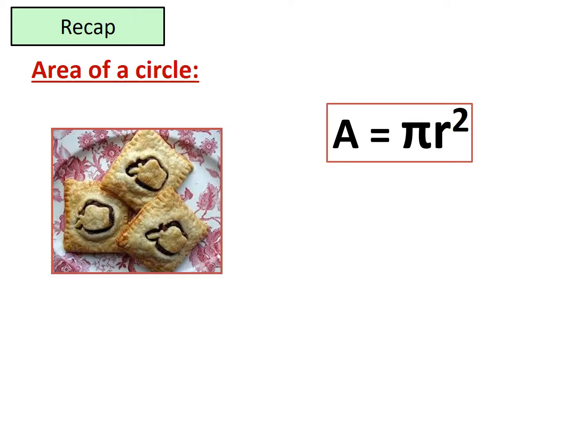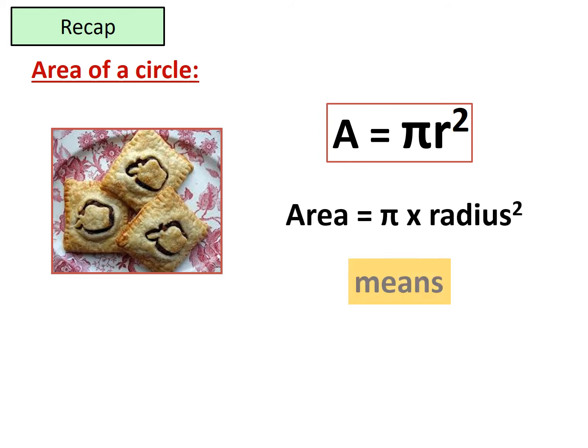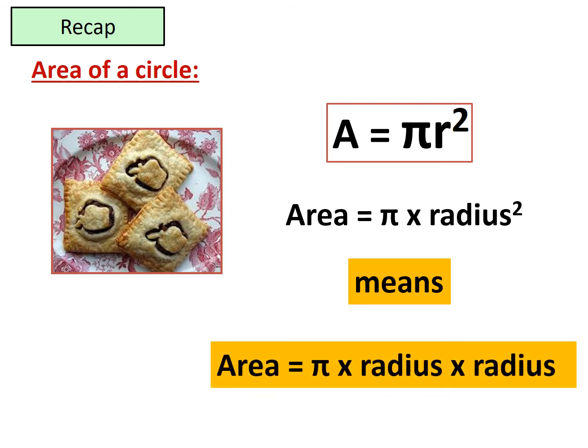Okay, quick reminder, area of a circle. Area of a circle is pi r squared. It just means pi times the radius squared, where the radius squared just means the radius times the radius.